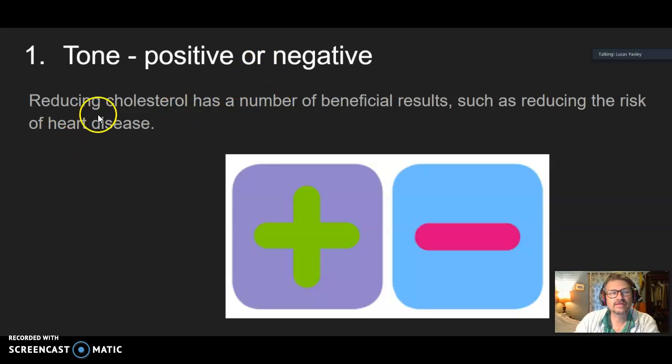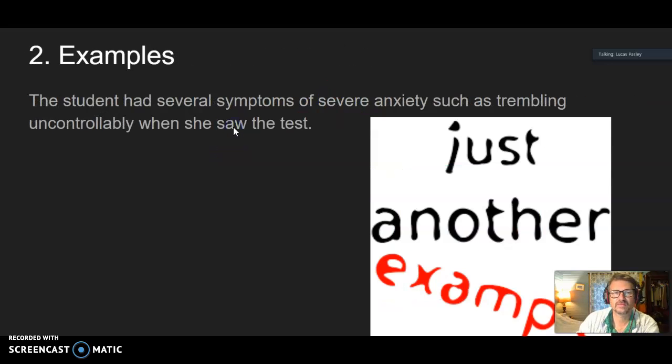So if we look at this sentence, reducing cholesterol has a number of beneficial results, such as reducing the risk of heart disease. If we're looking for the word beneficial, then we know that it has a positive connotation, because reducing cholesterol and reducing the risk of heart disease are good things, so that has to be beneficial. So when we looked at our answer choices, we could strike out any answer choices that were negative. All right, so tool number 1 is positive or negative. That's what you always want to ask yourself first.